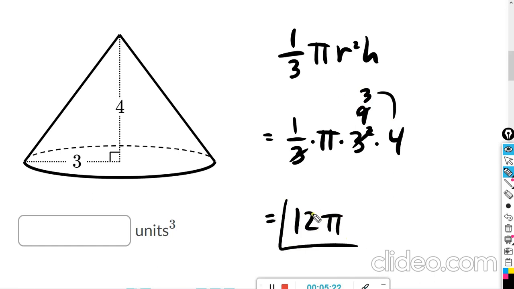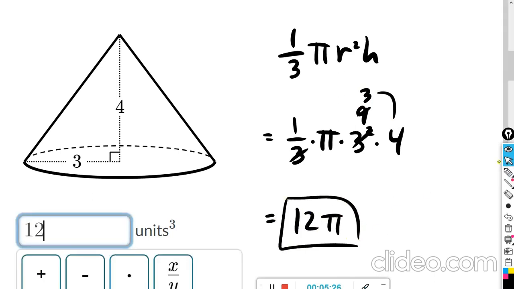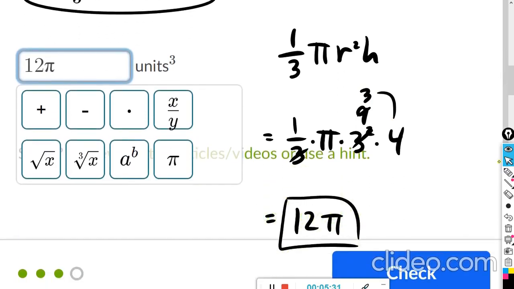Some of you may be able to do some of these manually by hand. So you just type 12 pi in the box.